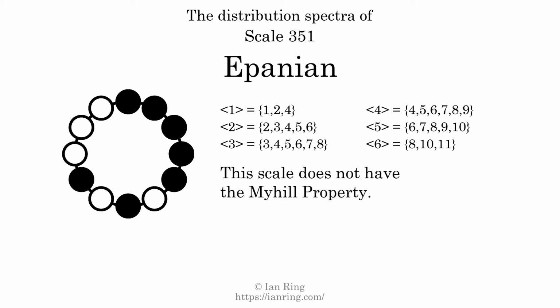If every spectrum has exactly 2 specific intervals, we call that the Myhill property. This scale does not have the Myhill property. Since the generic interval ranges overlap, this scale is an improper scale.